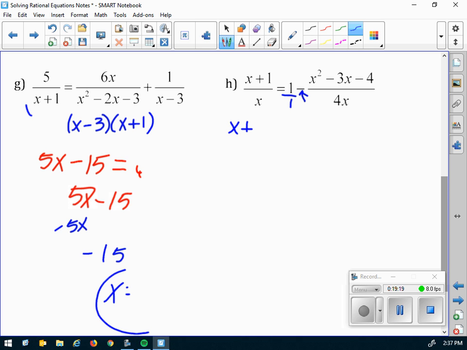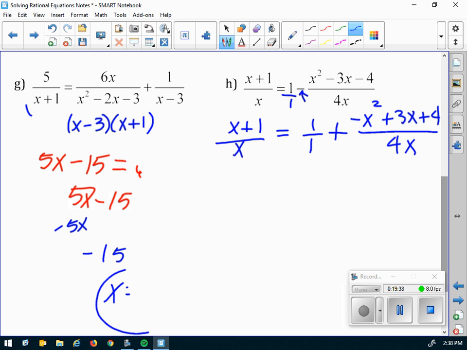Let's write x plus 1 over x equals, now if I make that a plus, what's going to happen? All of them are going to change sign because I'm going to distribute a negative 1. Negative x squared plus 3x plus 4 over 4x. And I really do think you will make fewer mistakes if you deal with that negative or the minus up front, okay? What is your common denominator?